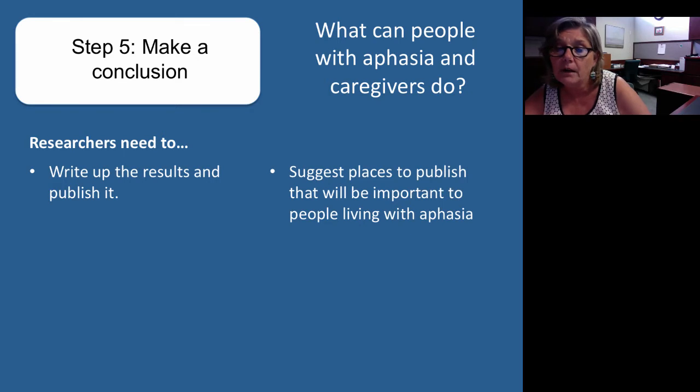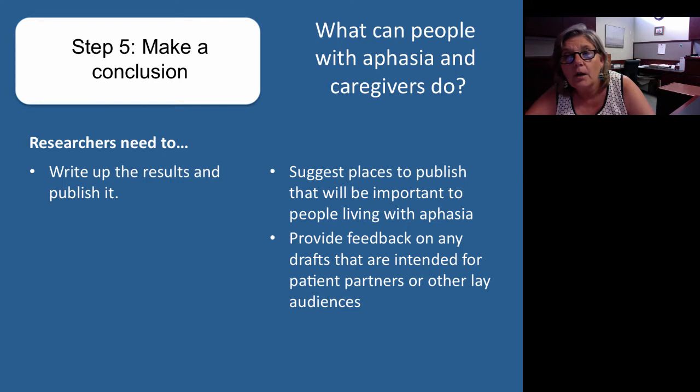For example, you could discuss with the researcher places to publish the information that will be important to people with aphasia. Places where people living with aphasia will hear about the research or be able to know about the research. Should the researcher consider publishing it on a website or in a magazine that people with aphasia and their family members sometimes look at? These would be great suggestions you could make to a researcher.